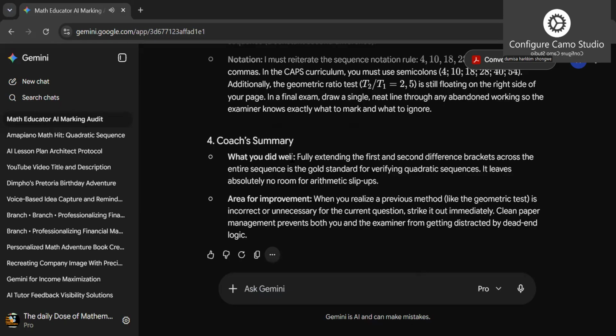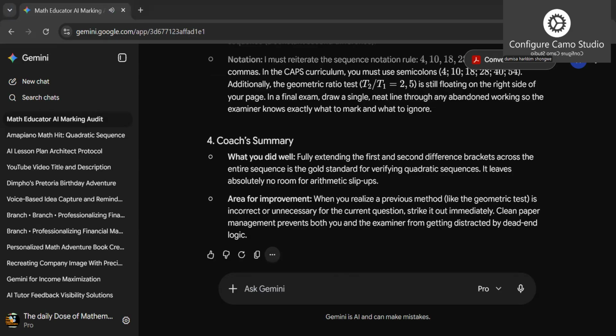CAPS marking audit. 1. Marking breakdown. Step, working shown, mark allocation, justification. Second difference: extended V diagram showing constant 2, checkmark A. Accurate identification of the constant second difference across all terms. Next terms generation: full expansion mapping to 28, 40, 54, checkmark M, checkmark CA. Standard processing applied. Initial logic and arithmetic extensions are completely validated.